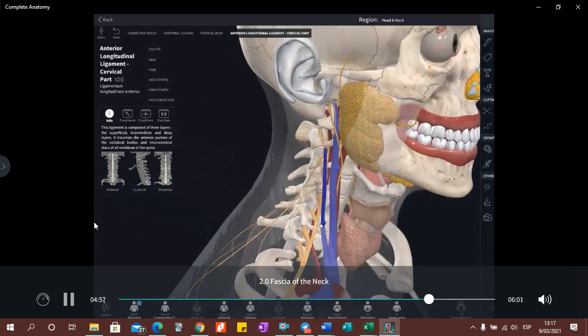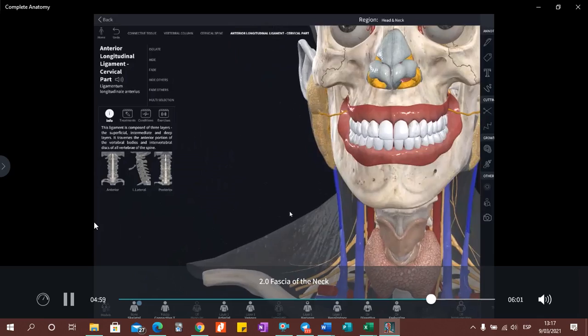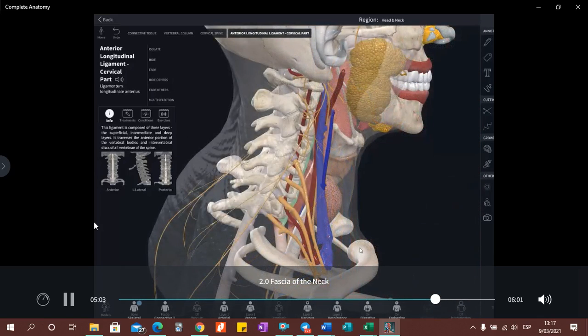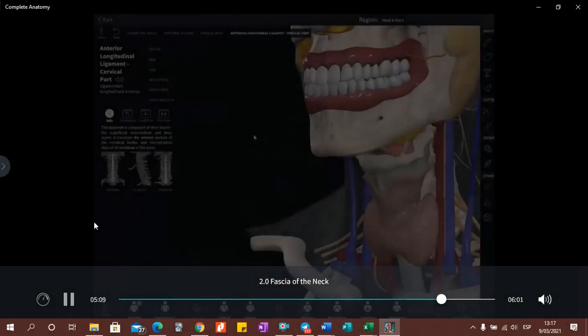Laterally, this layer of fascia is going to extend as something that we call the axillary sheath, which will be the fascial sheath that surrounds the axillary vessels and the brachial plexus, the beginnings of which you can see over here.